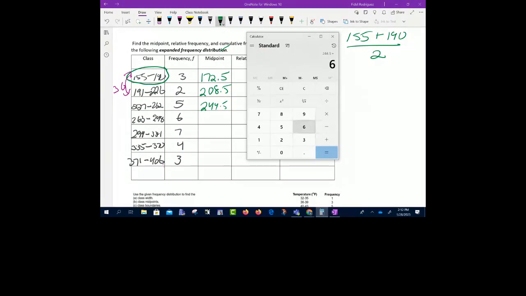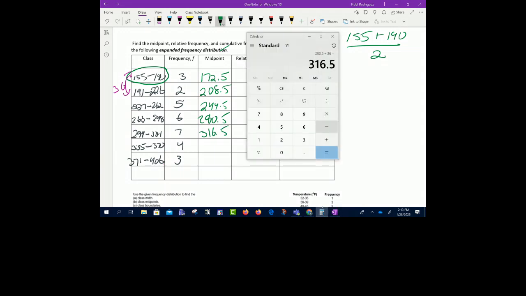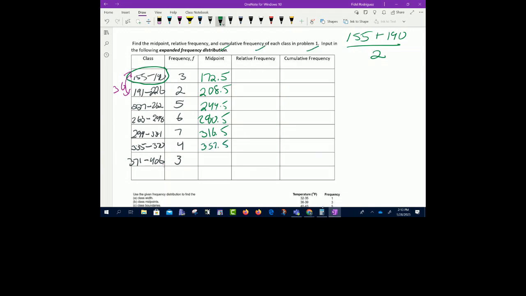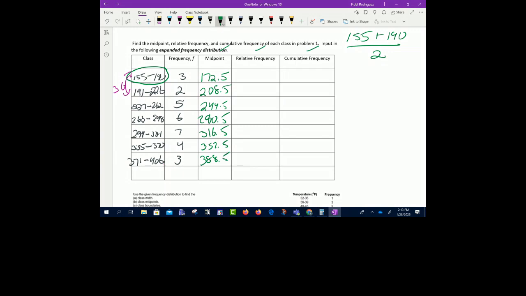So look, if we add another 36 to 244.5, that's 280.5. Okay. And if we add another 36, that's 316.5. And if we add another 36, that's 352.5. And if we play that game one last time, that's 388.5.